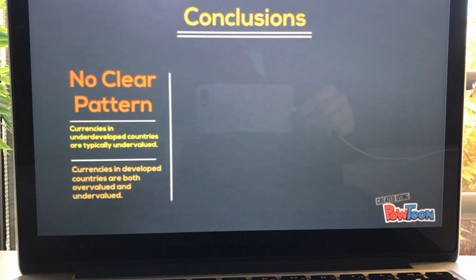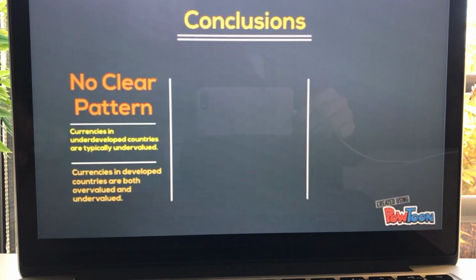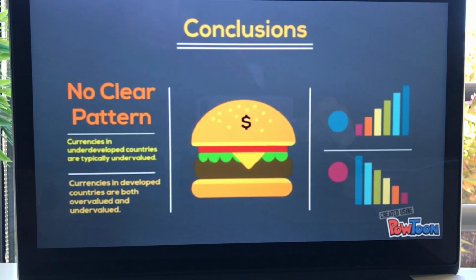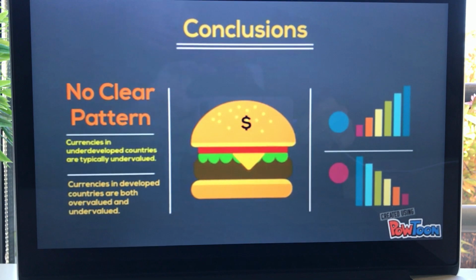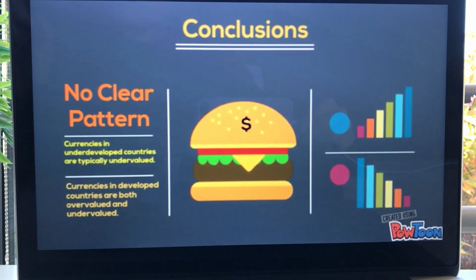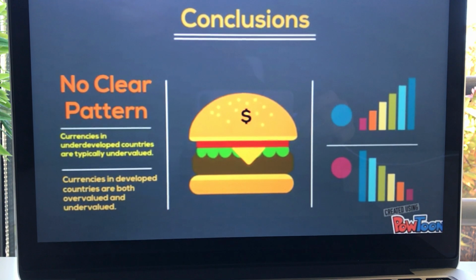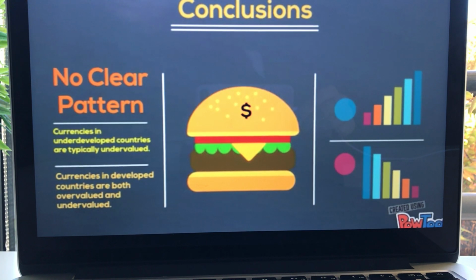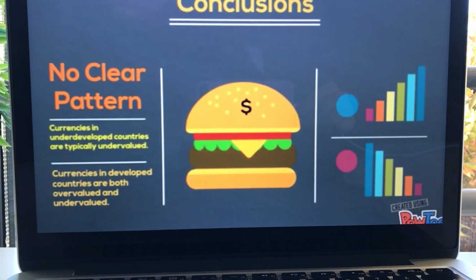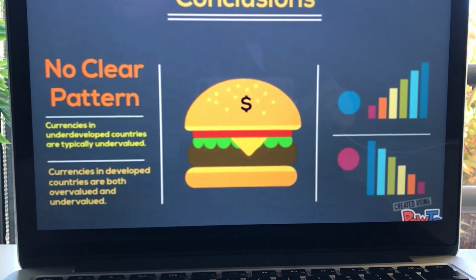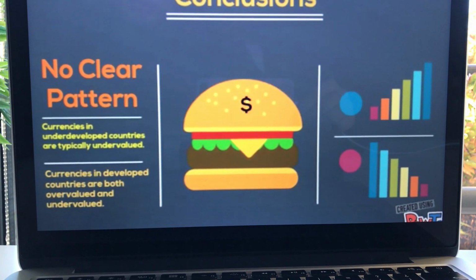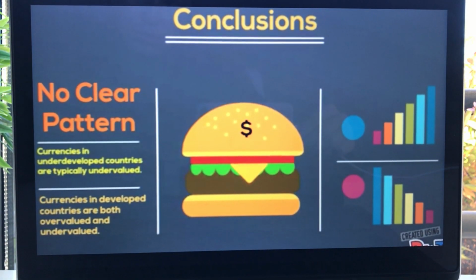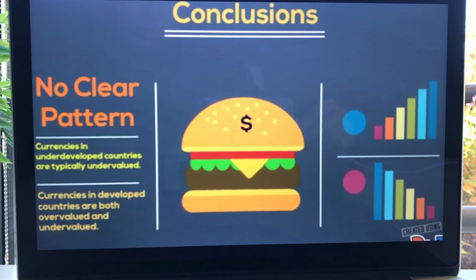In conclusion, we could see no clear pattern between the Big Mac index and the exchange rates. The currencies in underdeveloped countries are typically undervalued, as for the three countries that we analyzed, their currencies were all undervalued against the US dollar. The currencies in developed countries are both overvalued and undervalued. For the rich countries, we could find no pattern, as some were undervalued and some were overvalued. But for the average countries, we could see that the euro is currently overvalued against the dollar.